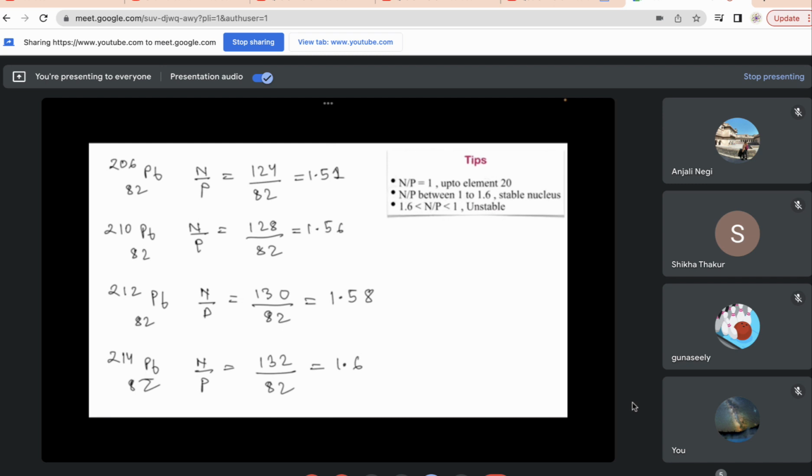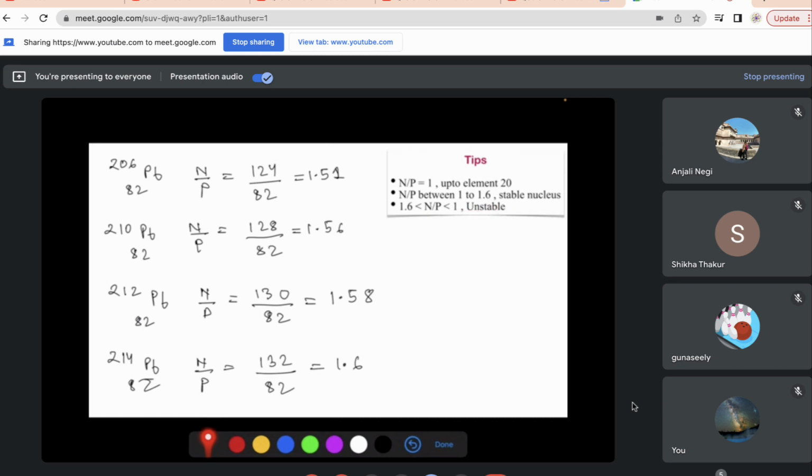Now, the tip here is that N/P equal to 1 is for elements with atomic number up to 20, and an N/P between 1 and 1.6 is stated as a stable nucleus. So N/P ratios greater than 1.6 or less than 1 are stated as unstable.